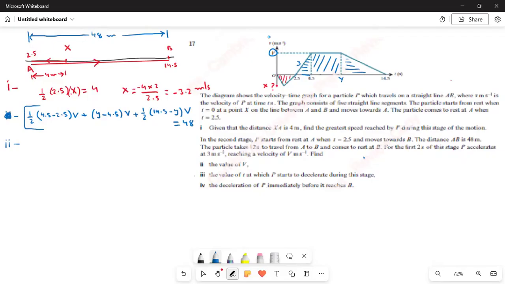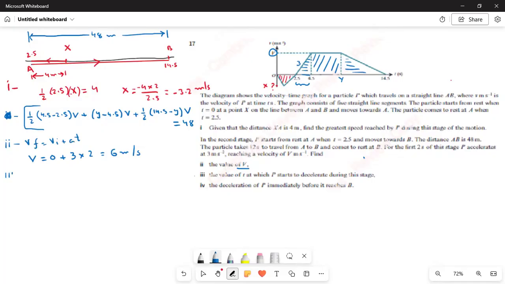For this section of the motion, I will use this equation, Vf equals Vi plus At. Here Vf is V, and this is equal to Vi is 0, plus acceleration was 3, and time was 2 seconds. 4.5 minus 2.5 is 2. So this is 6 meters per second. Okay, so this was part 2. We have to find the value of V.